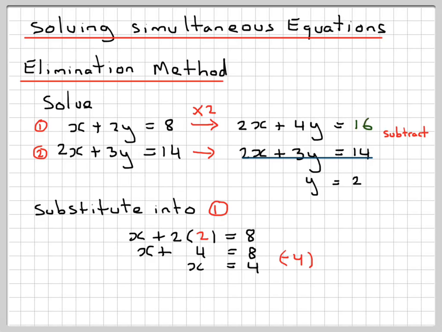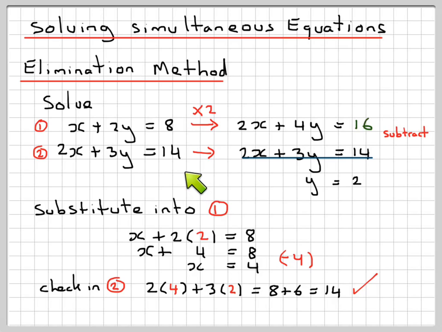So we're going to get x is equal to 4, and then we're going to check our answers in this one, equation 2, by replacing the x with 4 and the y with 2. Working out, 2 times 4 is 8, and 3 times 2 is 6, which is equal to 14. So that agrees with the last term 14, so we know we got the answer correct. The final answer will be x is equal to 4 and y is equal to 2.